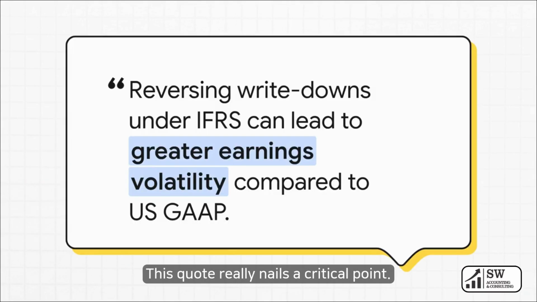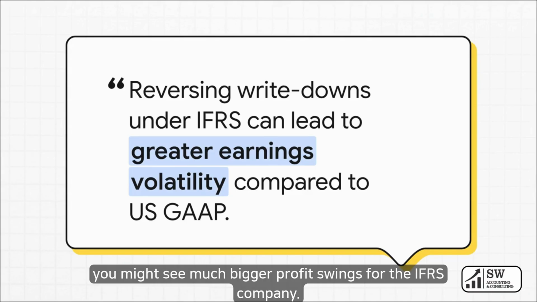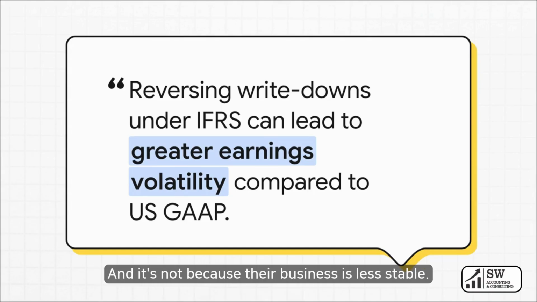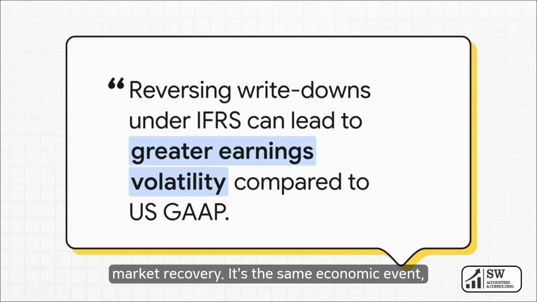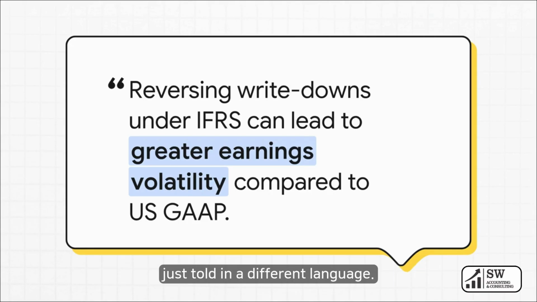This quote really nails a critical point. If you're an analyst comparing two companies, one using IFRS, one using GAAP, you might see much bigger profit swings for the IFRS company. And it's not because their business is less stable. It's simply because their accounting rules allow them to recognize a market recovery. It's the same economic event, just told in a different language.